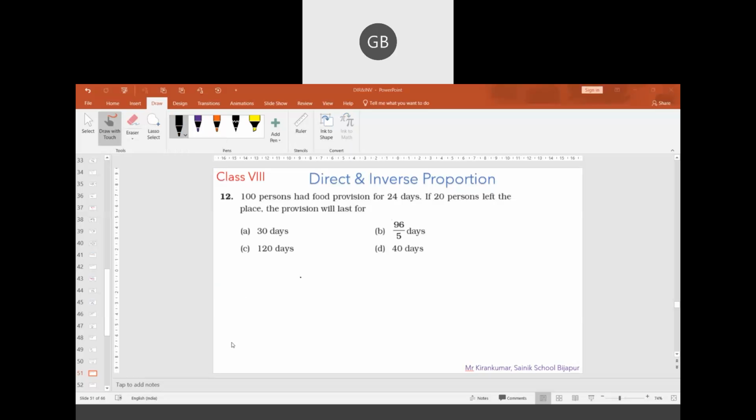The option has to increase: 120 days or 30 days? Sir, option A, 30 days. Option 30 days is the correct answer. Let's see why it is the correct answer.